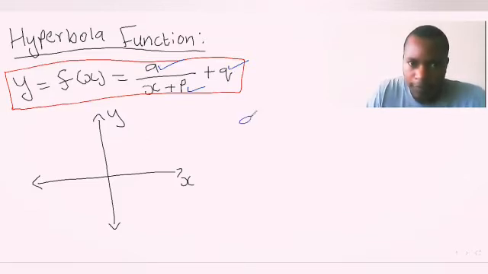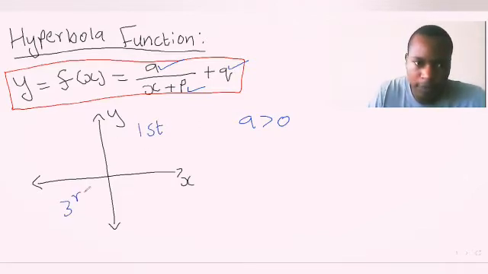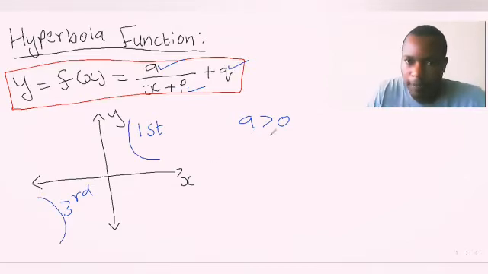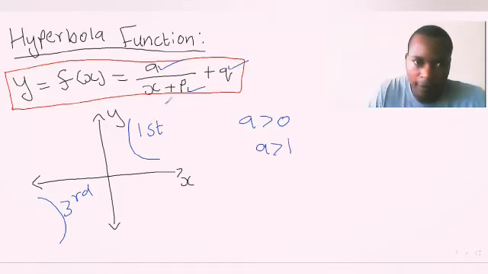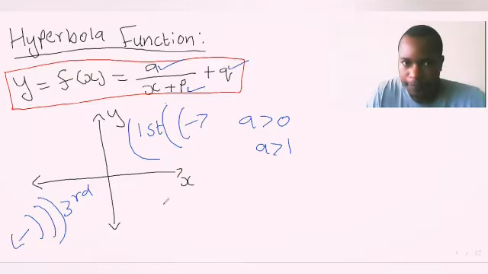So now if A is greater than 0, so that's a positive A, then you would have your graph in the first quadrant as well as the third quadrant. So your graph would be something of that sort. If A is greater than 1, then you have your graph heading off from the axis itself. So it means that your graph would essentially be going in that direction.